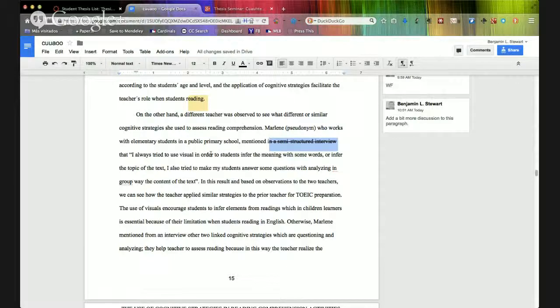I always try to use visuals, in order for students to infer the meaning of some words.